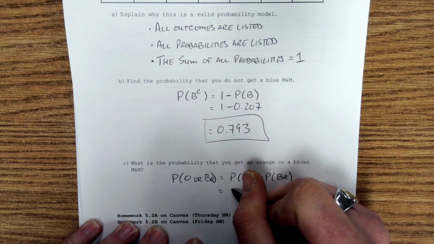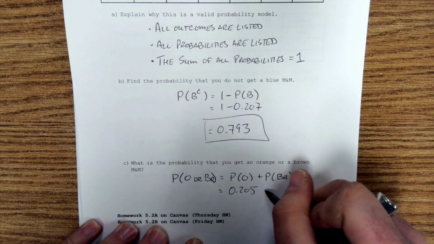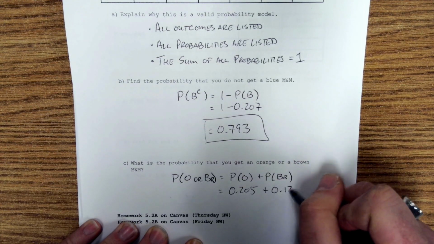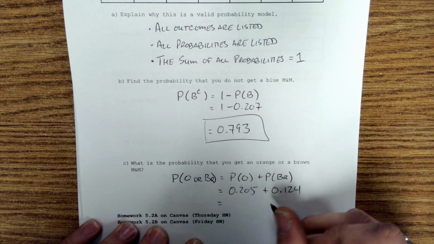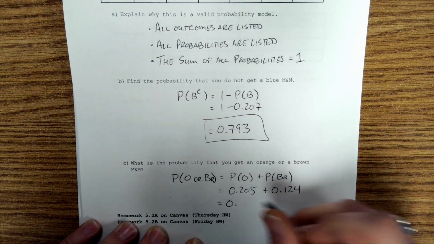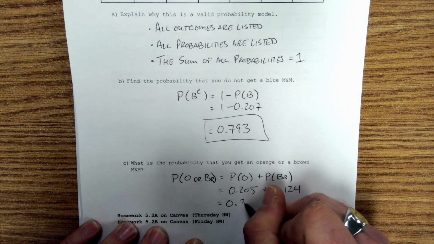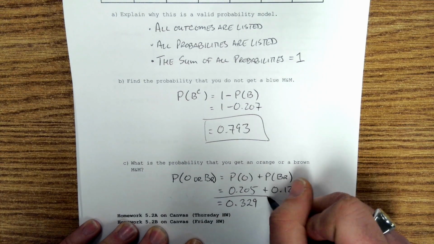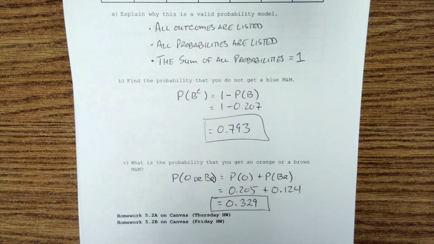Probability of orange was 0.205. The probability of brown was 0.124. So altogether, that has a probability of 0.329. There's a 32.9% chance that your next M&M is either going to be an orange one or a brown one.